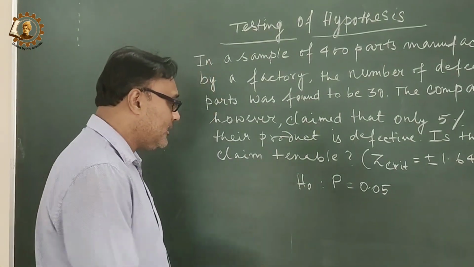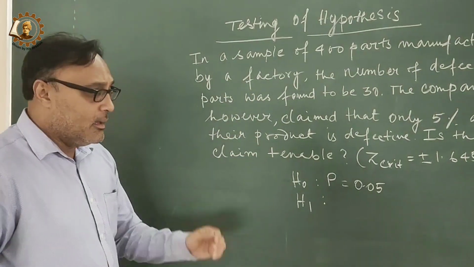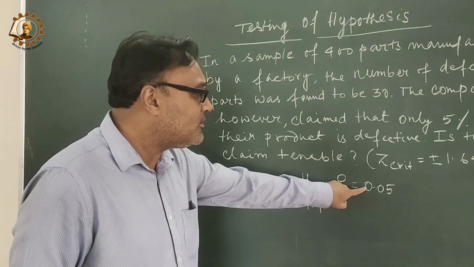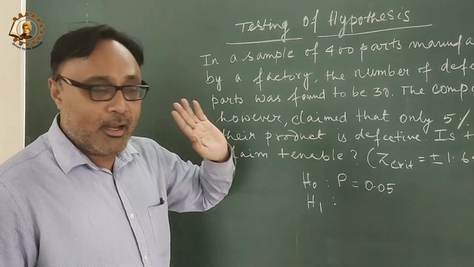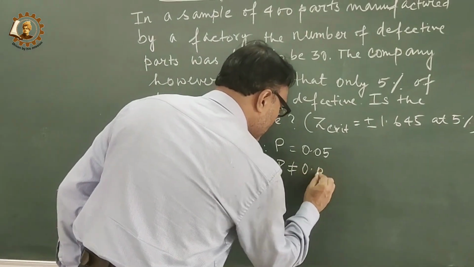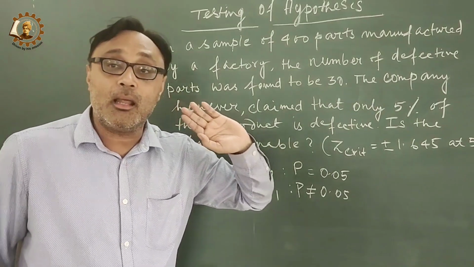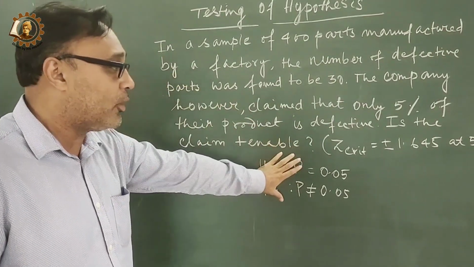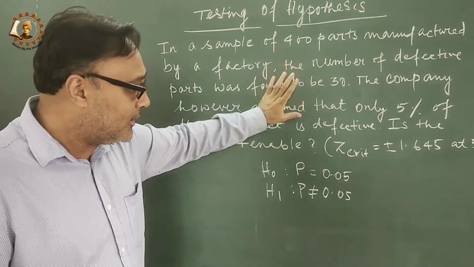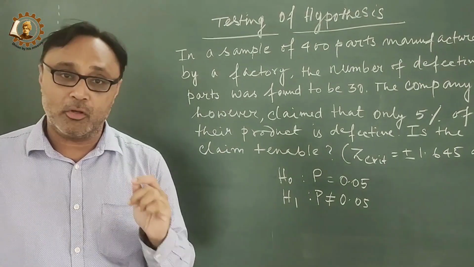Okay, so obviously here H1, what will we write? See, if we are saying contradiction, the most common contradiction will be that P is not equal to 0.05. Now if we write here P is not equal to 0.05, then it is not going to contradict our null hypothesis. Try to understand this. This is very important, and in any hypothesis testing problem, the framing of the hypothesis is one of the most significant parts of the solution.